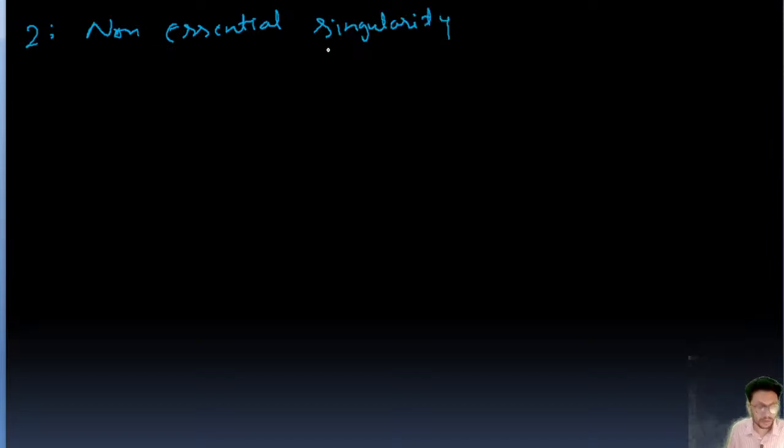Now next is non-essential singularity, the second type. Non-essential singularity, or we can say it is a pole. Very important, guys. There is a question which was asked in NET, and I'll solve that question as well. Non-essential singularity, that is pole.